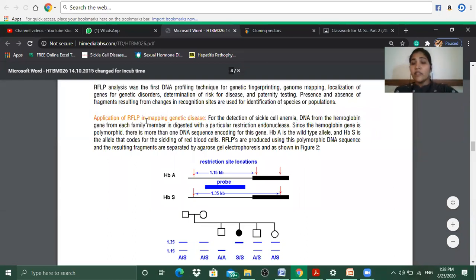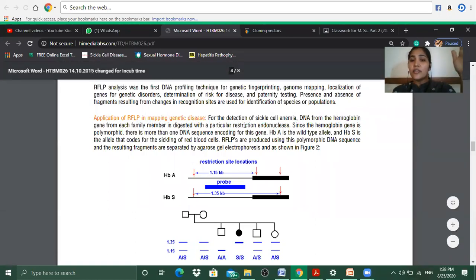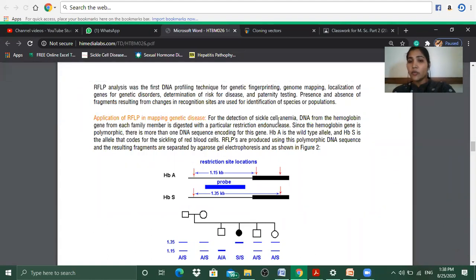Then we read this particular application of RFLP that they have given us. Application of RFLP in mapping genetic disease, a very interesting one. For the detection of sickle cell anemia, everybody must know that it is a disease of hemoglobin, where there is a mutation in your hemoglobin gene, or you have a different allele present. The DNA from the hemoglobin gene from each family member is digested with a particular restriction enzyme.